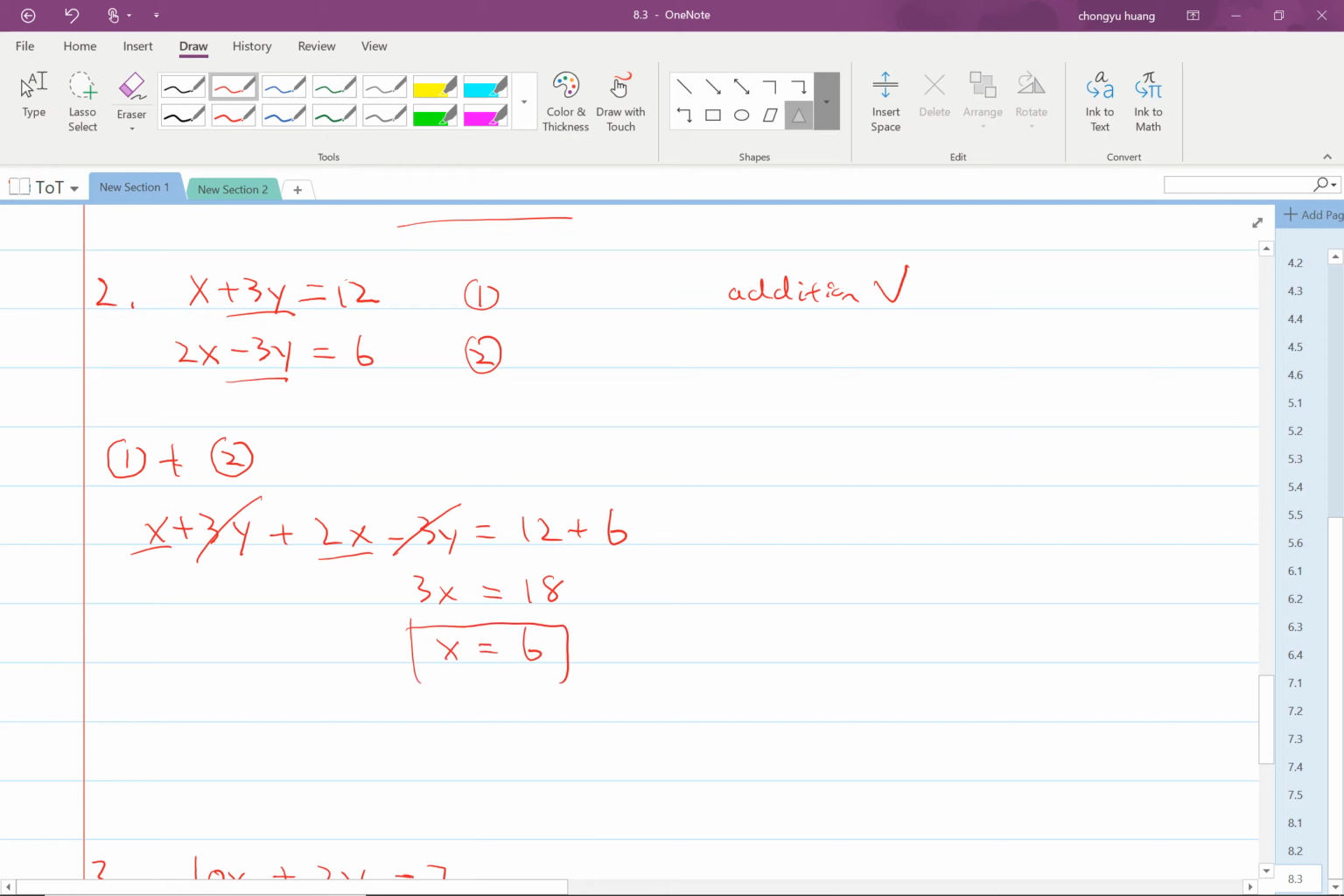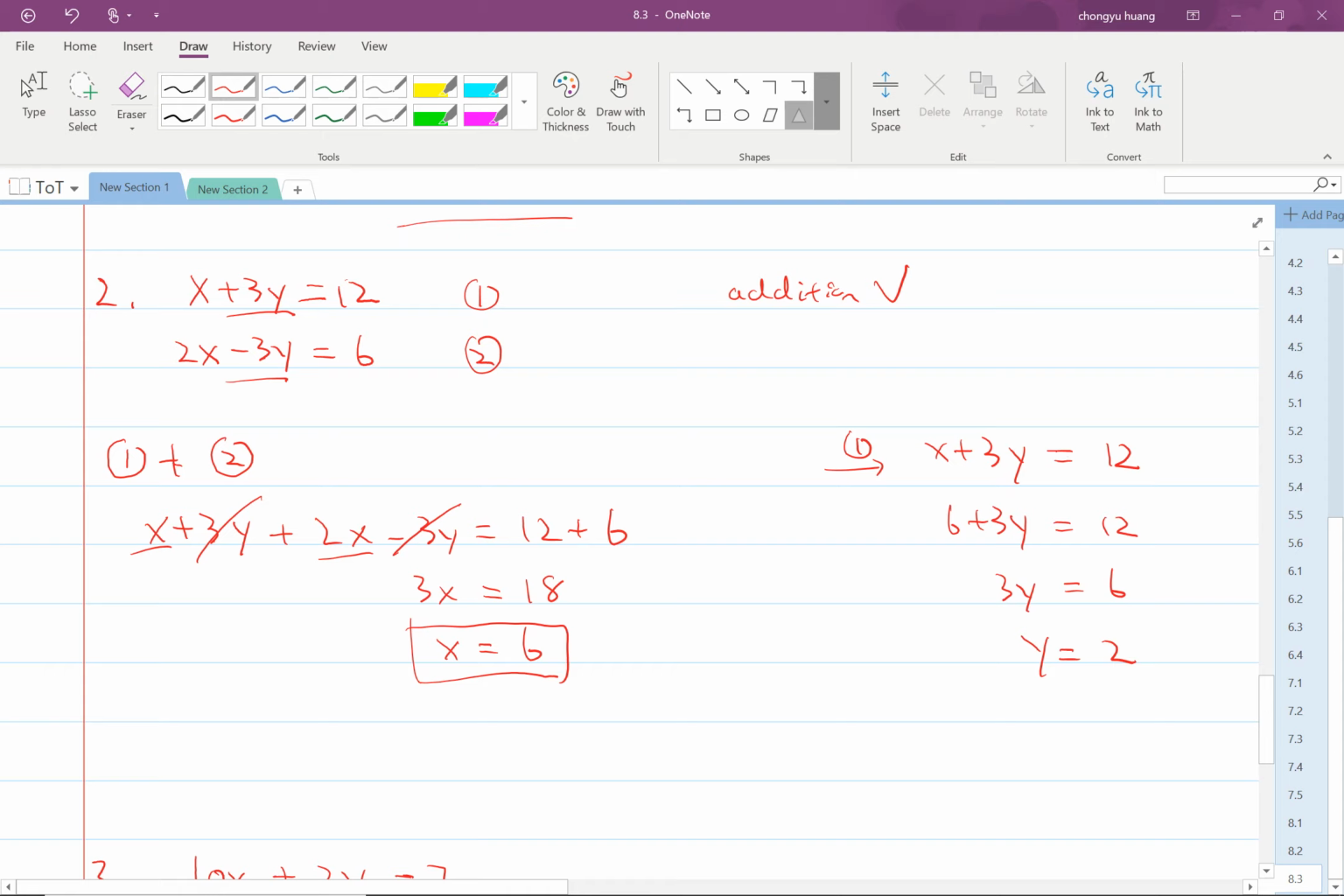x equal to 6, and then you plug into the easy equation, right? So I think the easy equation over here is actually equation 1. So you plug in x equal to 6 into equation 1. Okay, so let me write it down. Equation 1, and then 6 plus 3y is equal to 12. 3y is equal to 6. y is equal to 2.